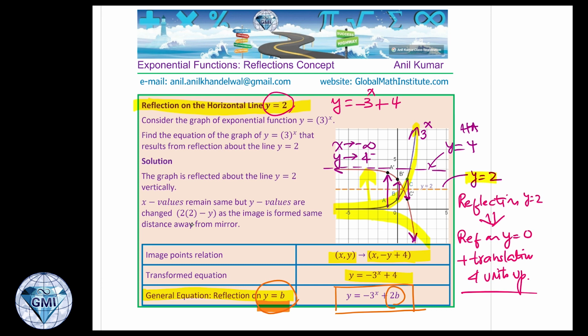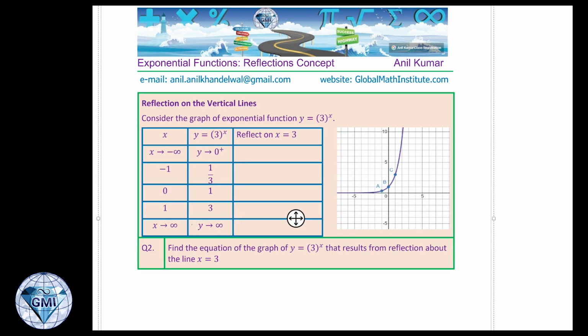Now, let us see what is going to be the equation when we reflect the graph on the x-axis. So here is the question for you. Just a reminder, question number 2. Find the equation of the graph y equals 3 to the power of x that results from the reflection about the line x equals 3, right? So x equals 3 is our line on which we are going to reflect it. The function given to us is y equals 3 to the power of x. We want to reflect on x equals 3, right?